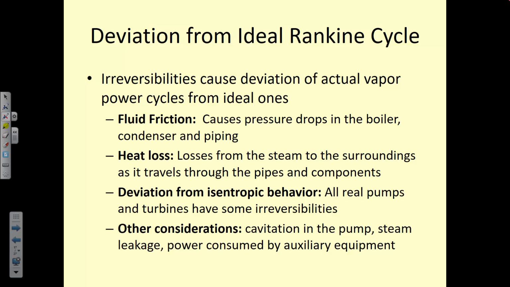Okay, so deviation from ideal. We've talked about the ideal cycle thus far and how we use it and how we analyze it. But in reality, the turbine and the pump are not going to be isentropic. They'll have irreversibilities associated with them.